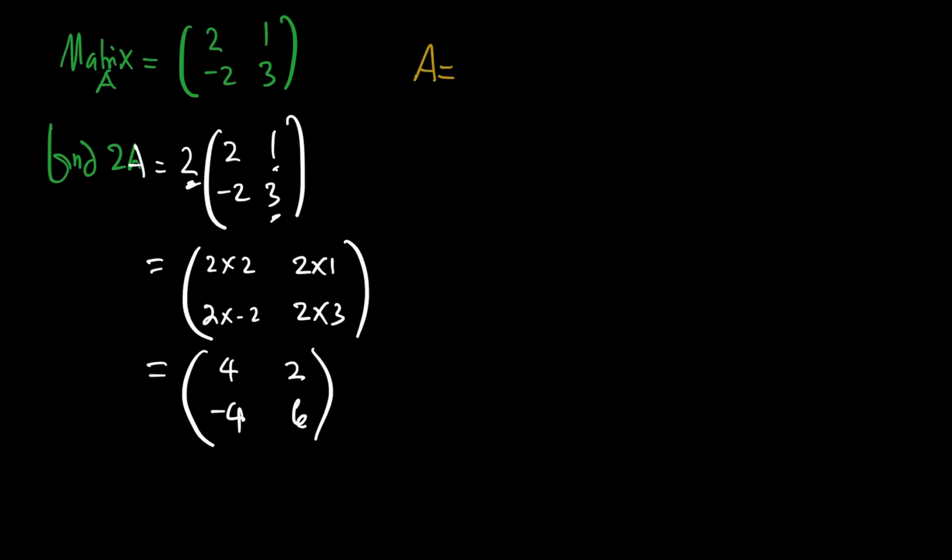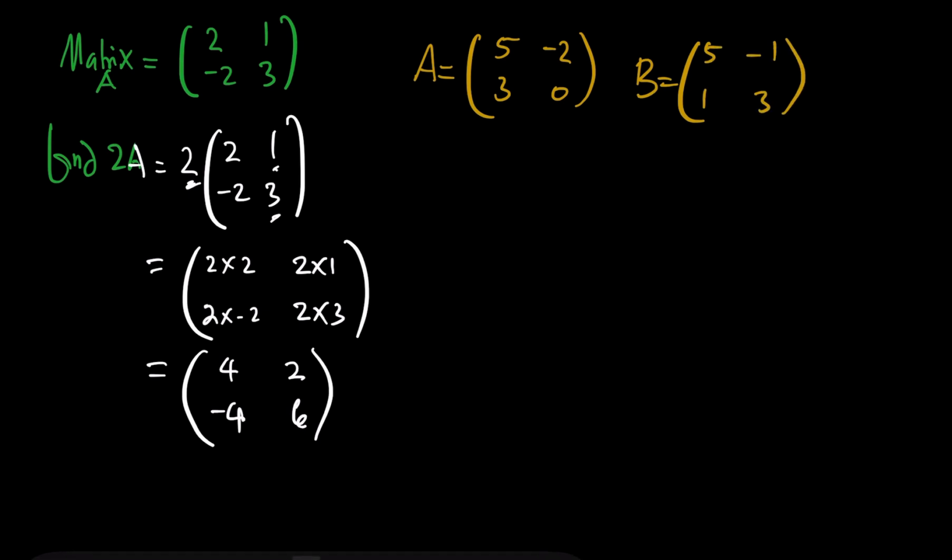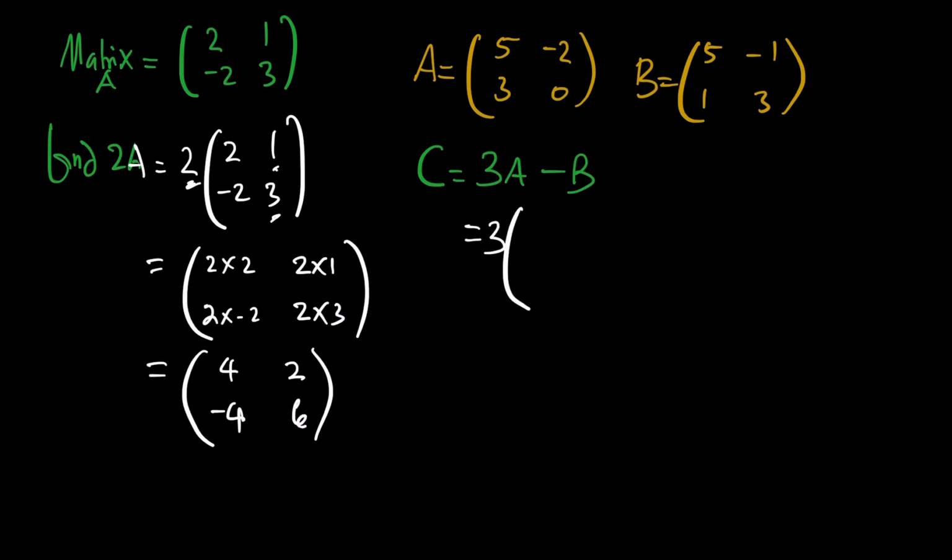Now, if we have the matrix A, and let's say we have 5, 3, negative 2, and 0. And then we also have B matrix, and it's 5, 1, negative 1, and 3. And we are being told to look for the matrix C, such that the matrix C is the product of 3 and A minus B. So what it means is that you have 3 in the matrix A, 5, 3, negative 2, 0, minus the B matrix, which is 5, 1, negative 1, and 3.